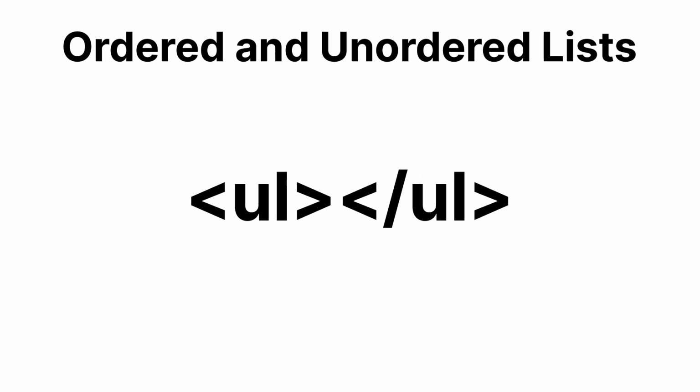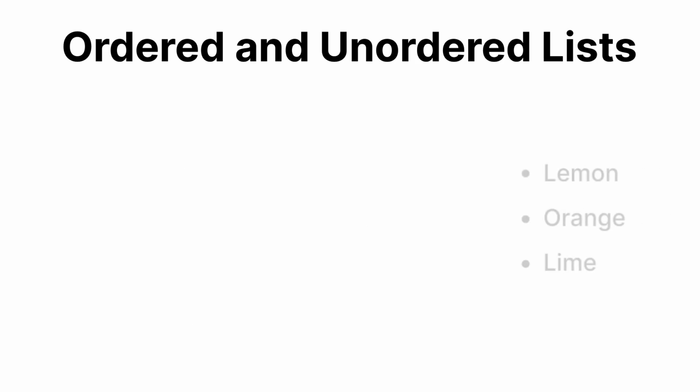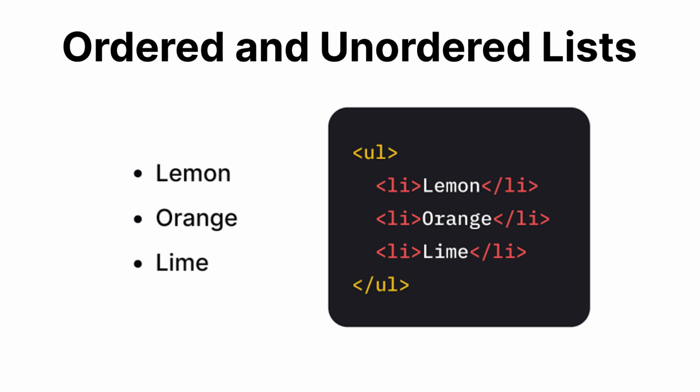Let's start with unordered list. An unordered list is created with the UL tag, and each item inside is wrapped with an LI tag, which stands for list item. By default, browsers display unordered list items with simple bullet points. Here's a simple example. This produces a bulleted list with 3 items: lemon, orange, and lime.